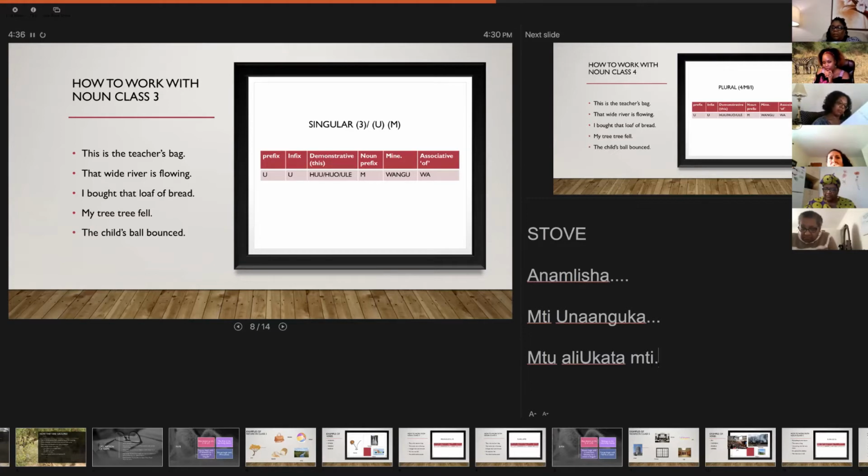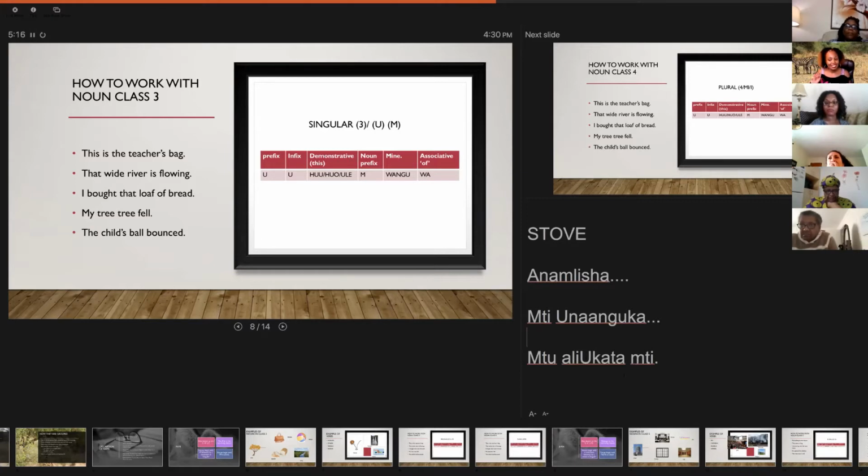So here's the trick. If the tree is coming at the end of the sentence, then the verb needs to have a u in the middle. Okay, so this mti here is being captured by this object infix right here in the sentence. But in this first sentence, mti comes first, so the u comes in front. When the tree is the main actor, we start with a u. When the tree is the recipient of the action, the u is in the middle.